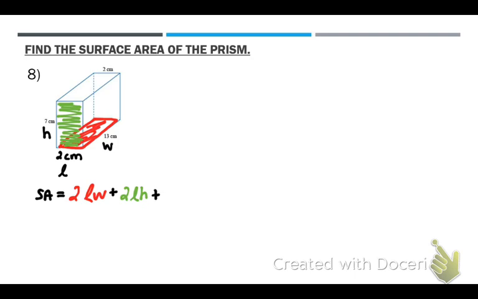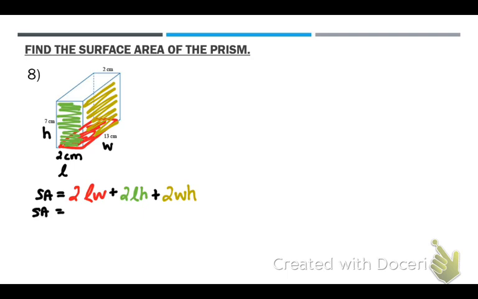Remember, this formula is also going to be on your cheat sheet so you can use it on your test, but we've got to also multiply times 2 times the width times the height. And that's going to be this area right here, both on the front and the back. So now we're just going to go ahead and start plugging some numbers in.